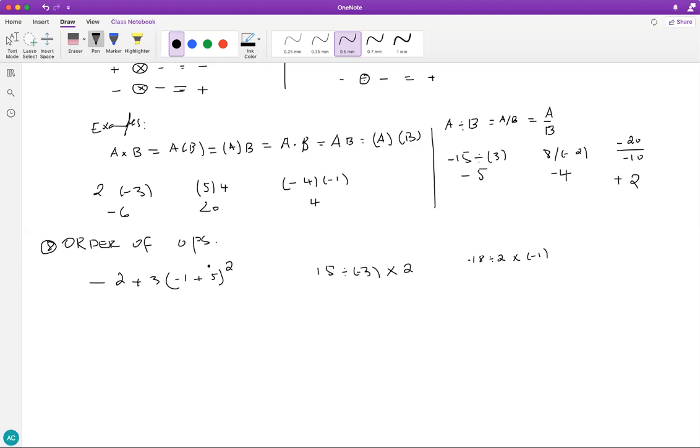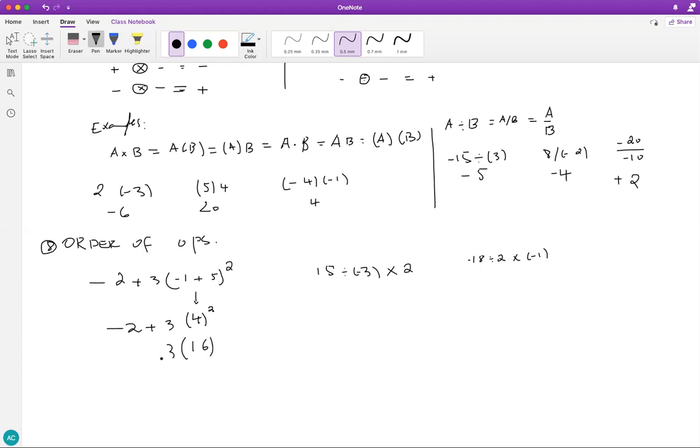Start the first one. What do you do first? -1 plus 5, that's right, which is 4. 4 to the second power. I'm gonna bring these two down here. What do you do after the parentheses? The exponents. 4 times 4 is 16. So before you do the multiplication, you gotta do the exponent. That's 16.